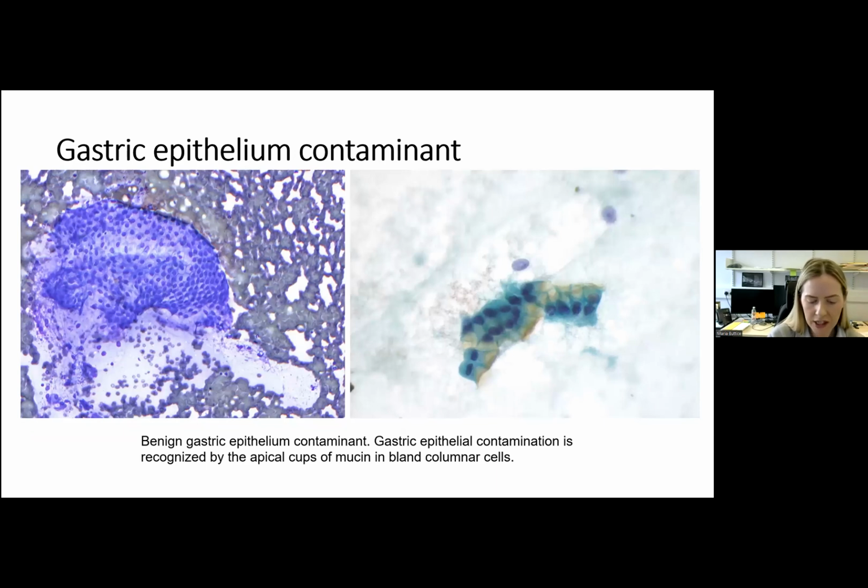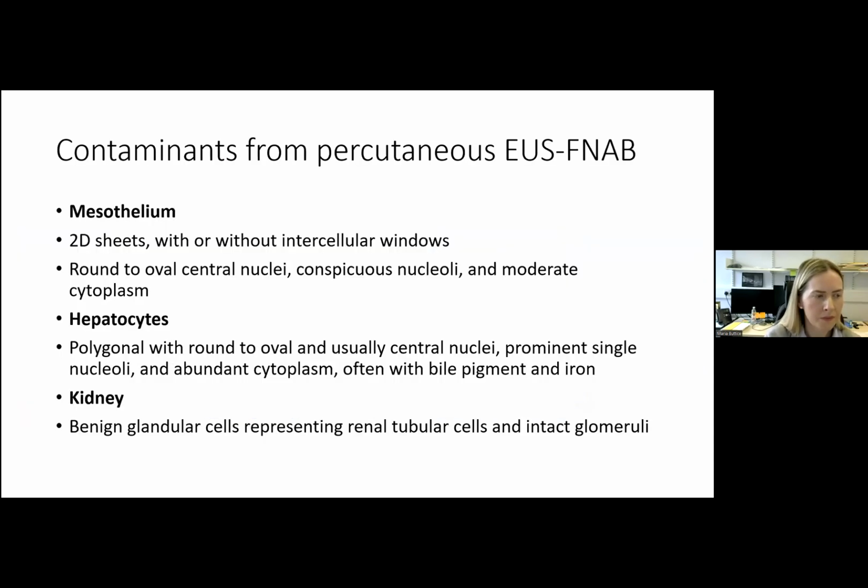If you have a lesion in the body and the tail of the pancreas, you'll often have some gastric contaminants, and these are beautifully identified by the apical cups of mucins that are seen. Other contaminants can include mesothelial cells, hepatocytes, and kidneys. So it's important to consider that when you're assessing a cytology preparation, look for your benign components, so your ductal and acinar cells, and also any other contaminants.